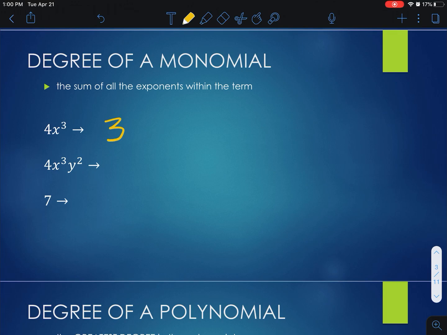In the second example, 4x cubed y squared, we have 2 exponents. So all we would do is add those together, so the degree would be 5. And then on the third example, we just have a constant, so the degree is 0. So anytime it's just a constant, just a number by itself, degree is 0.